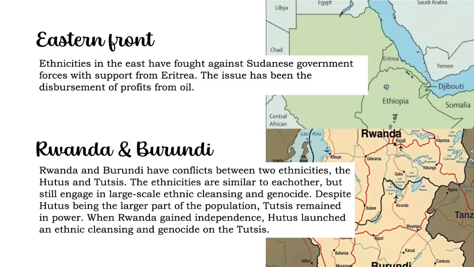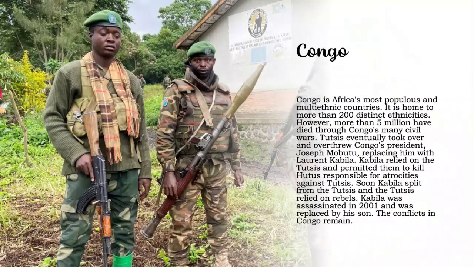Rwanda and Burundi have conflicts between two ethnicities, the Hutus and the Tutsis. The ethnicities are similar to each other but still engage in large-scale ethnic cleansing and genocide. Despite Hutus being the larger part of the population, Tutsis remain in power, and then when Rwanda gained independence, Hutus launched an ethnic cleansing and genocide on the Tutsis.